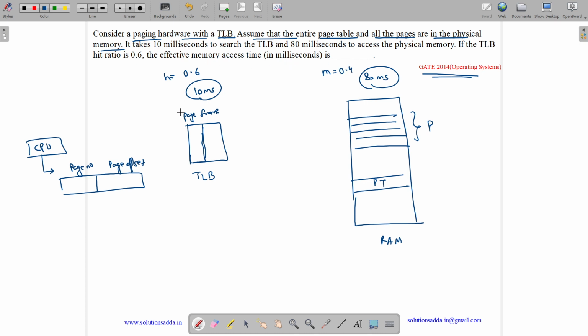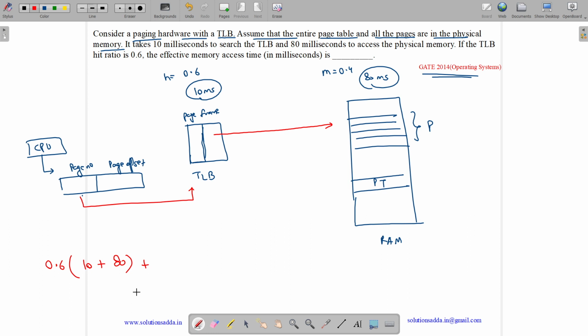So what happens? First, let us suppose we generate a page number and page offset. Then we will search this page number in our TLB. Now 60% of the time, we will have a TLB access, which takes 10 milliseconds. Now it is a hit, which means we get the corresponding frame number. So we will go to that frame and access the data. So we just need 0.6 times TLB access time plus main memory access time. Main memory access time is 80 milliseconds.